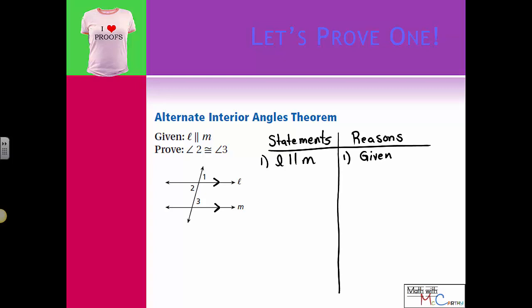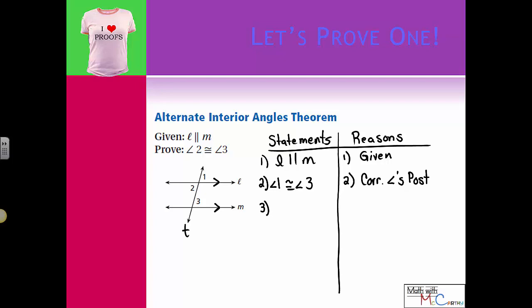Okay, so if L is parallel to M, I know that angle 1 and 3 are congruent to one another. So angle 1 is congruent to angle 3. And I know that by the corresponding angles postulate. Those are corresponding angles. And the corresponding angles postulate says if two parallel lines are cut by a transversal, call that my transversal, then the corresponding angles are congruent.